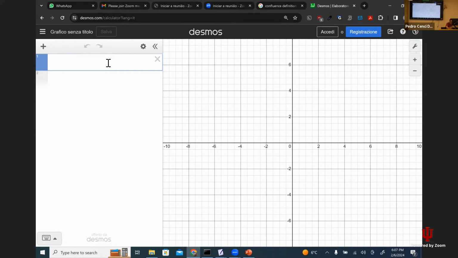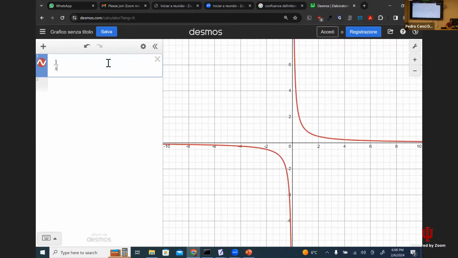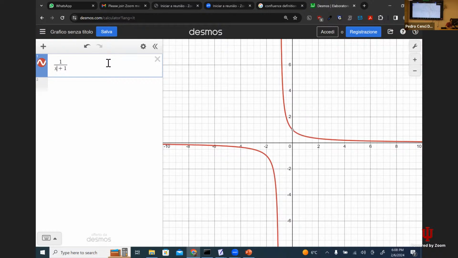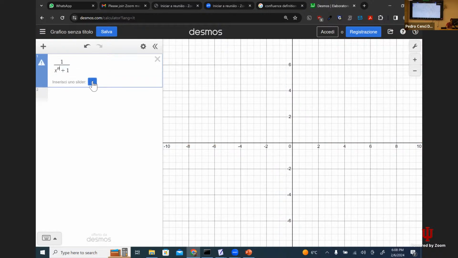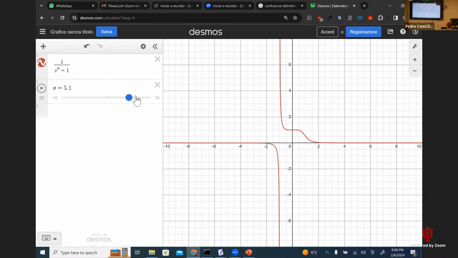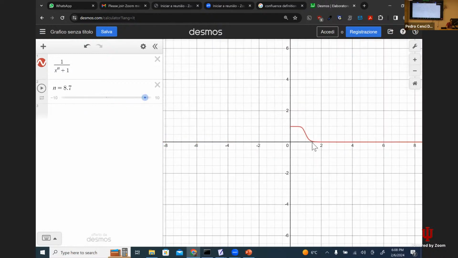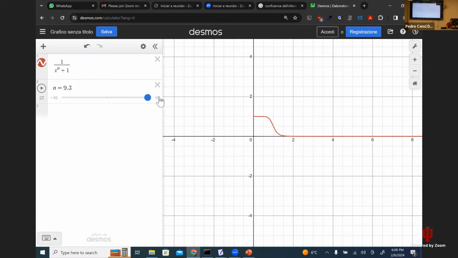So here we have 1 over x plus 1. And 1 to the n is 1. So let's see the fraction. What happens when we increase the n? We increase the steepness of the function.